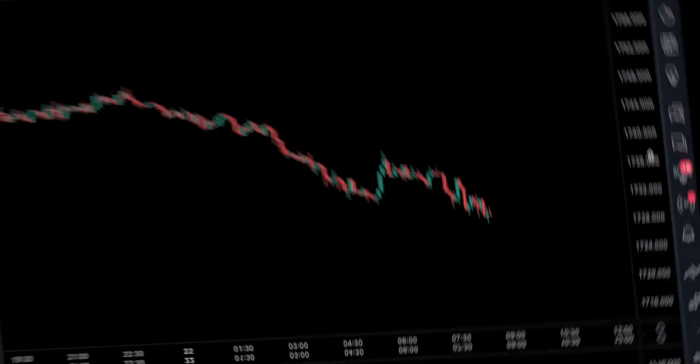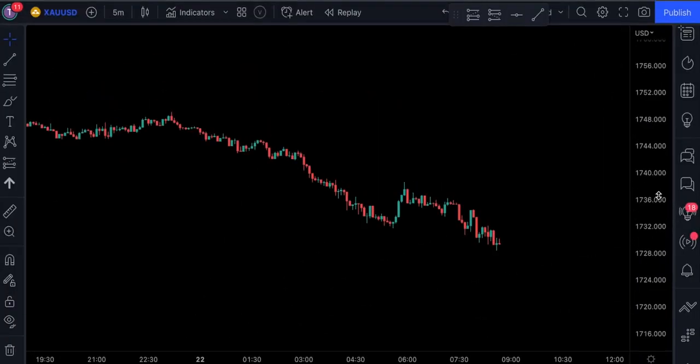For my backtesting, I will set my initial account size at $1,000 with a 1 to 1.5 risk-reward ratio and 2% risk per trade. Okay, so the person who shared this strategy mentioned that it works perfectly well on the price of gold on a 5-minute time frame.